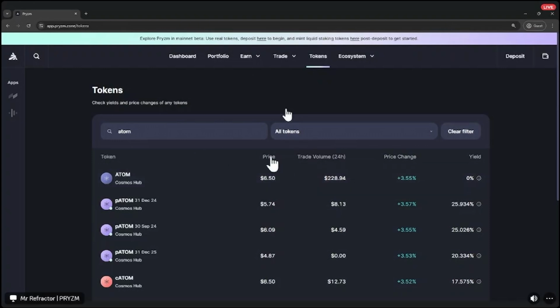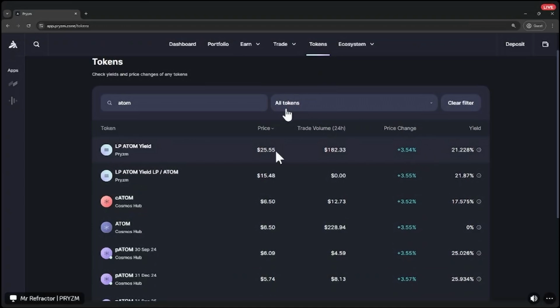So, for example, I go to the tokens page. We're going to be adding some more stuff to this to make it even more useful, more of a CoinGecko or CoinMarketCap type page for people. So I go here and you can see the price change over the last 24 hours, and you can also see the current yield that's on offer. If I held the ATOM yield pool token, that actually moved 3.5% in the last 24 hours. And ATOM moved 3.5% as well. So it's moved 1 for 1, which is great.